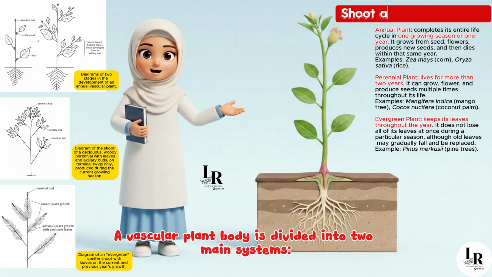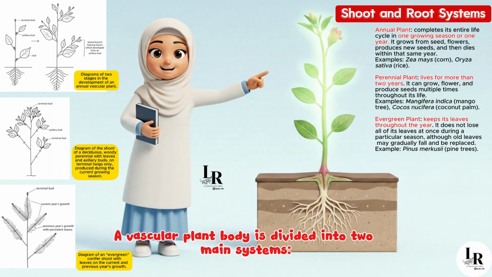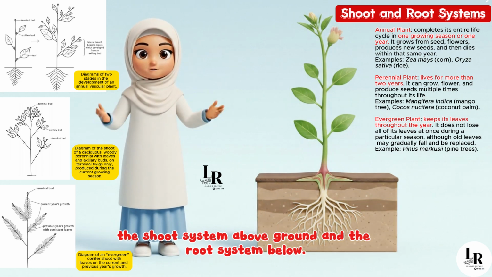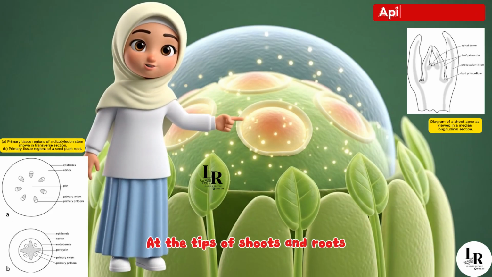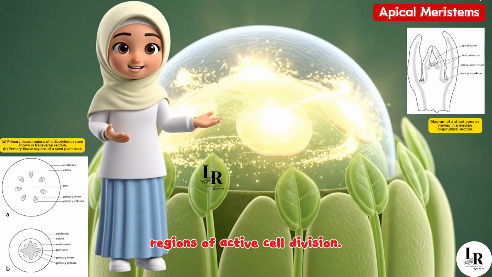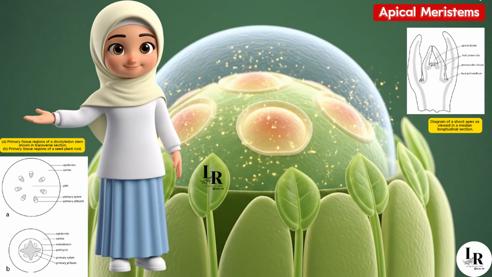A vascular plant body is divided into two main systems, the shoot system above ground and the root system below. At the tips of shoots and roots lie apical meristems, regions of active cell division.